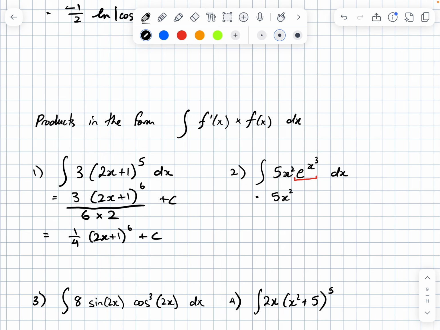We'll integrate e to the power of x cubed. Well, that's like leaving the e and then dividing by the derivative of the power. The derivative of the power is 3x squared.